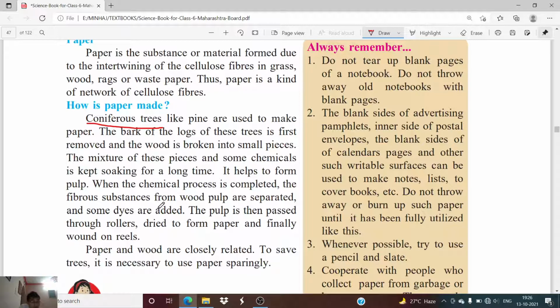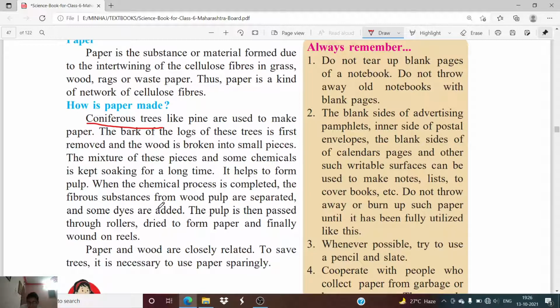Paper and wood are closely related. To save trees it is necessary to use paper sparingly. Now these papers are made from trees, and trees are definitely one of the important factors for the environment. They are important to balance the environment.